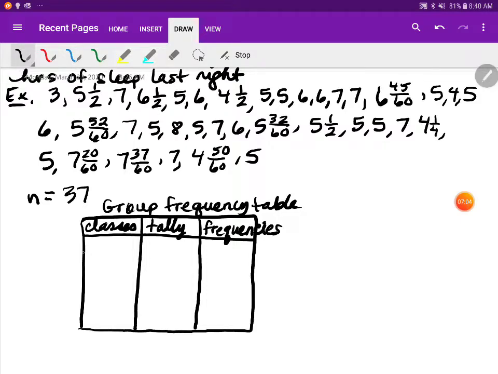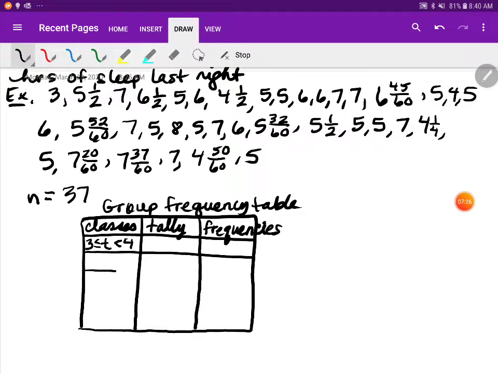Okay, so what our classes are. Okay, so we're going to call it T. T is time, right? Hours. You get to pick your own letter. So let's have it be greater than or equal to 3, but not 4. So if it's not 4, let's write less than 4.